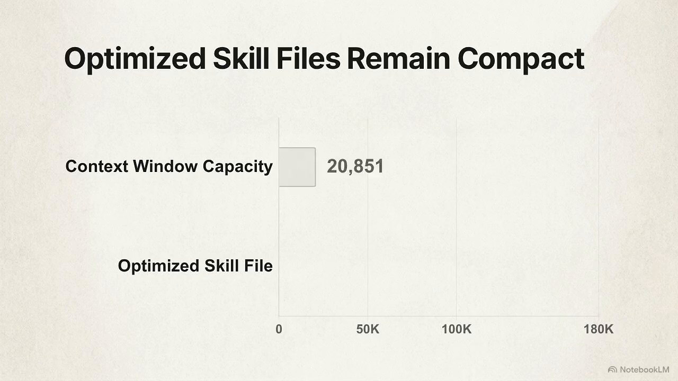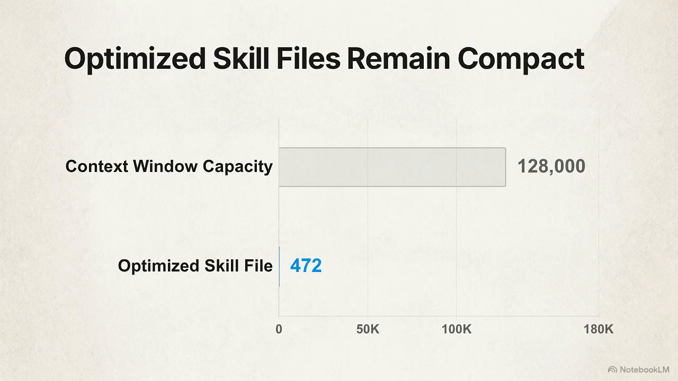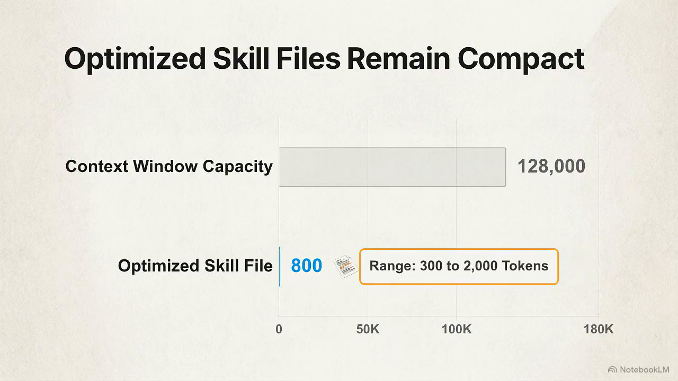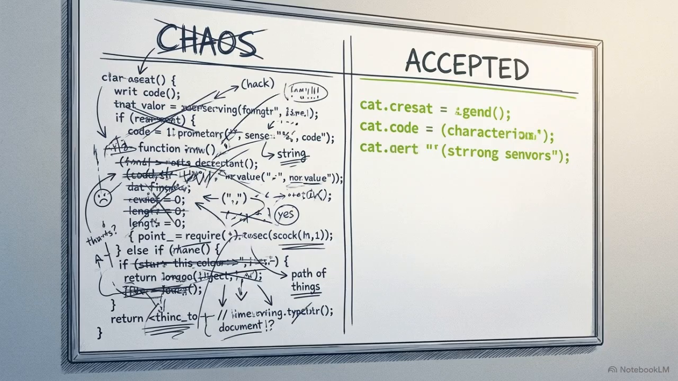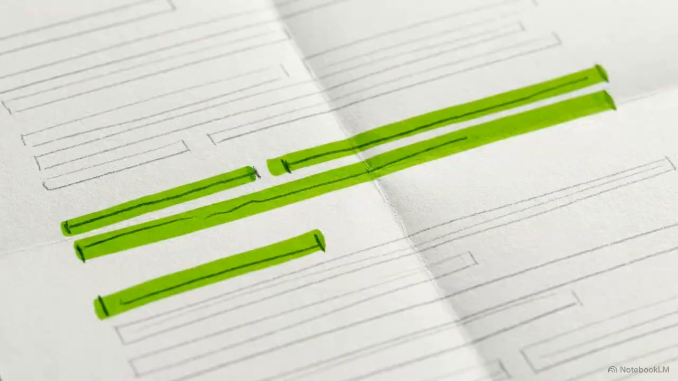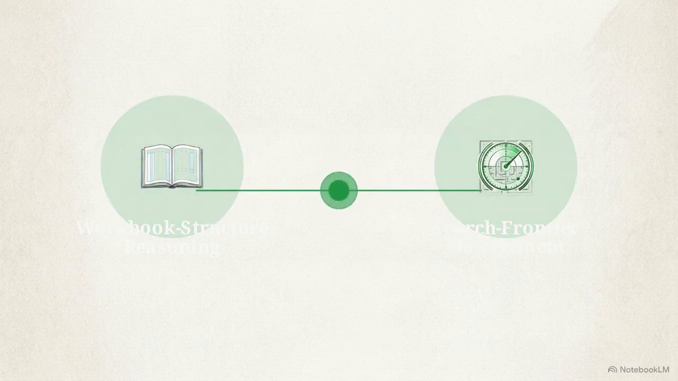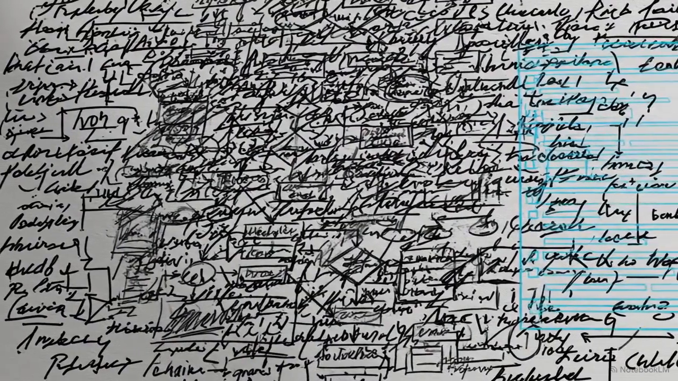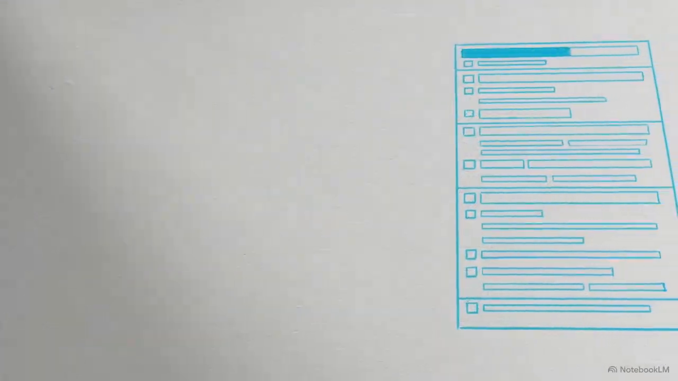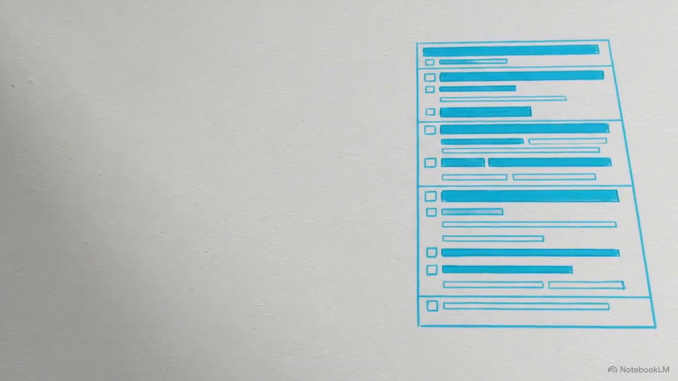Despite being trained on thousands of execution trajectories, these final files are remarkably compact. They range from just 300 to 2,000 tokens. This brevity is the result of the validation gate's brutal efficiency. Out of countless proposals, typically only 1 to 4 edits actually survive into the final document. The surviving rules enforce exact zero-shot discipline. They instruct the agent to utilize workbook structure reasoning or maintain strict search frontier management before acting. The optimization process distills massive amounts of execution noise into pure, generalized procedural logic that fits on one page.